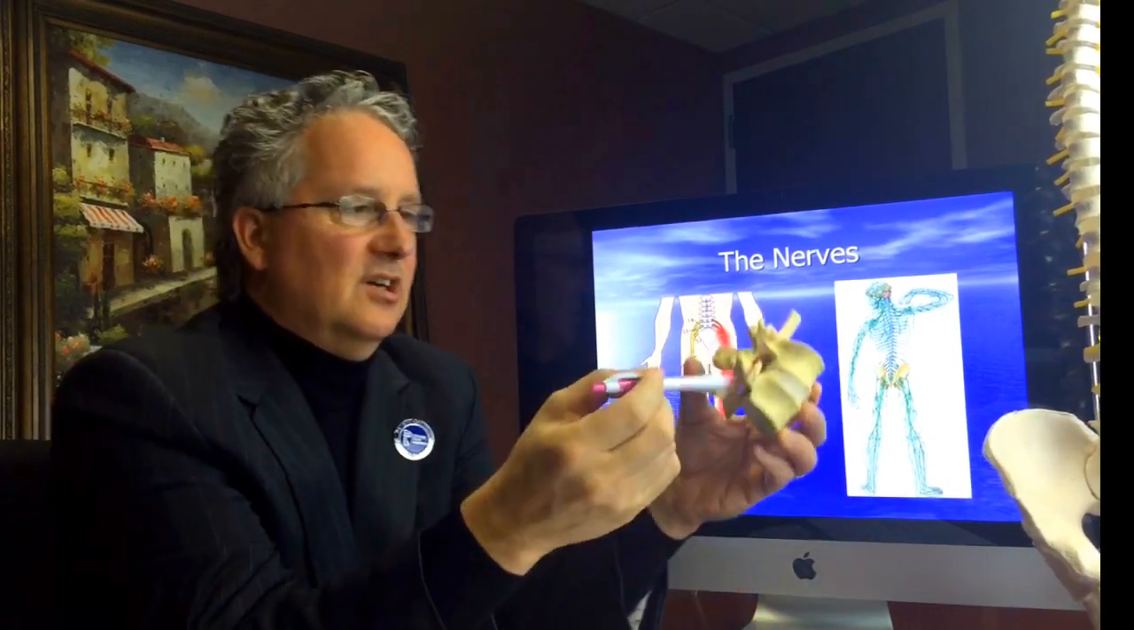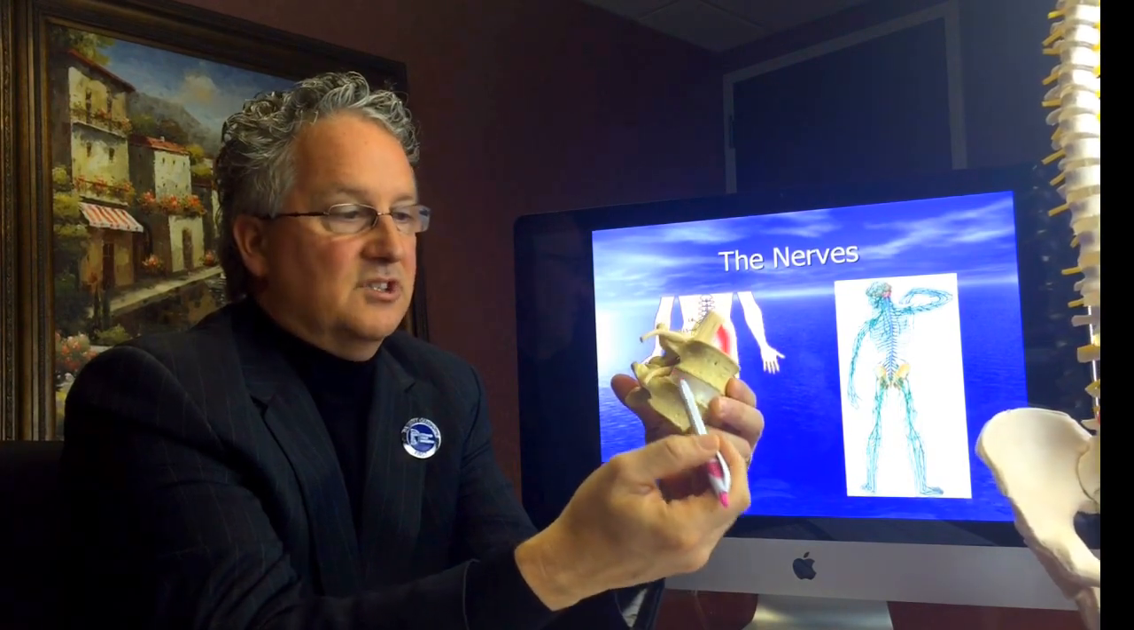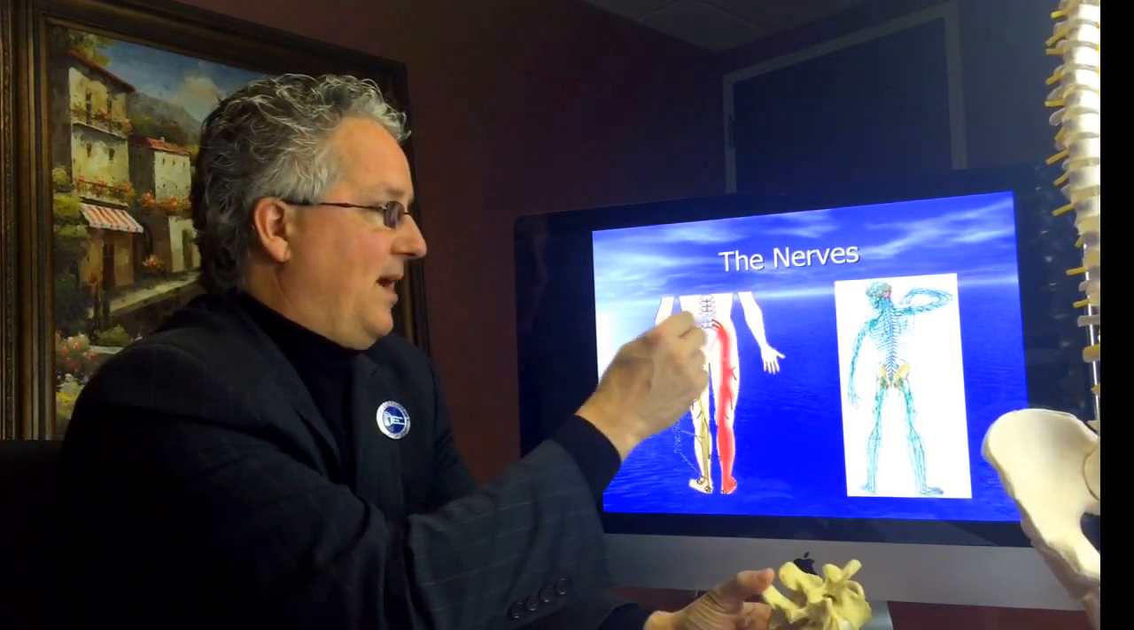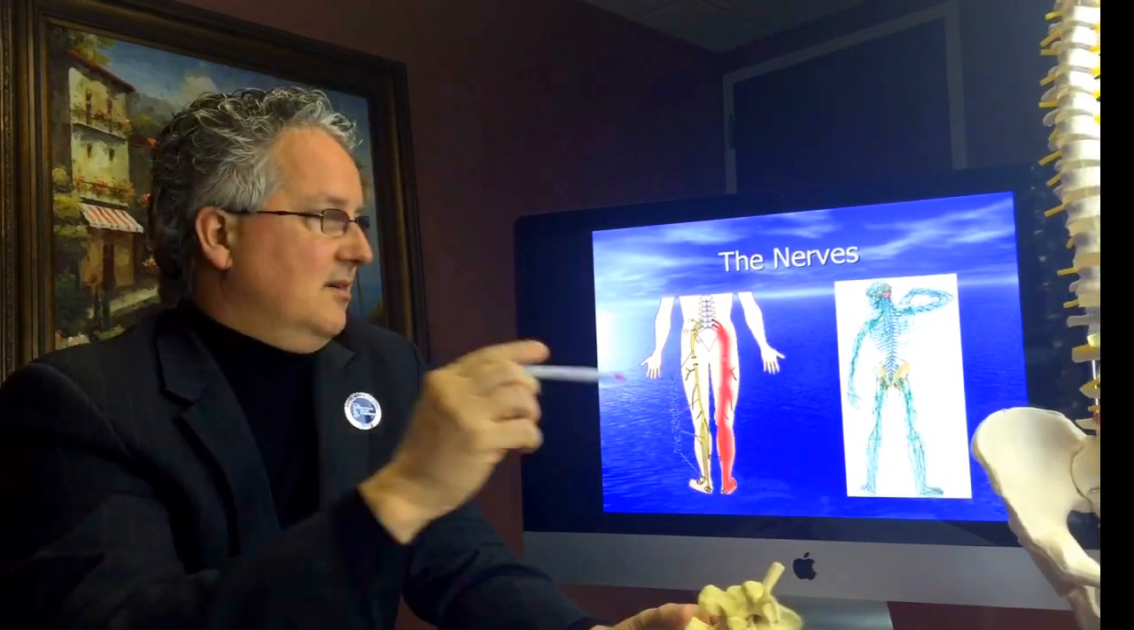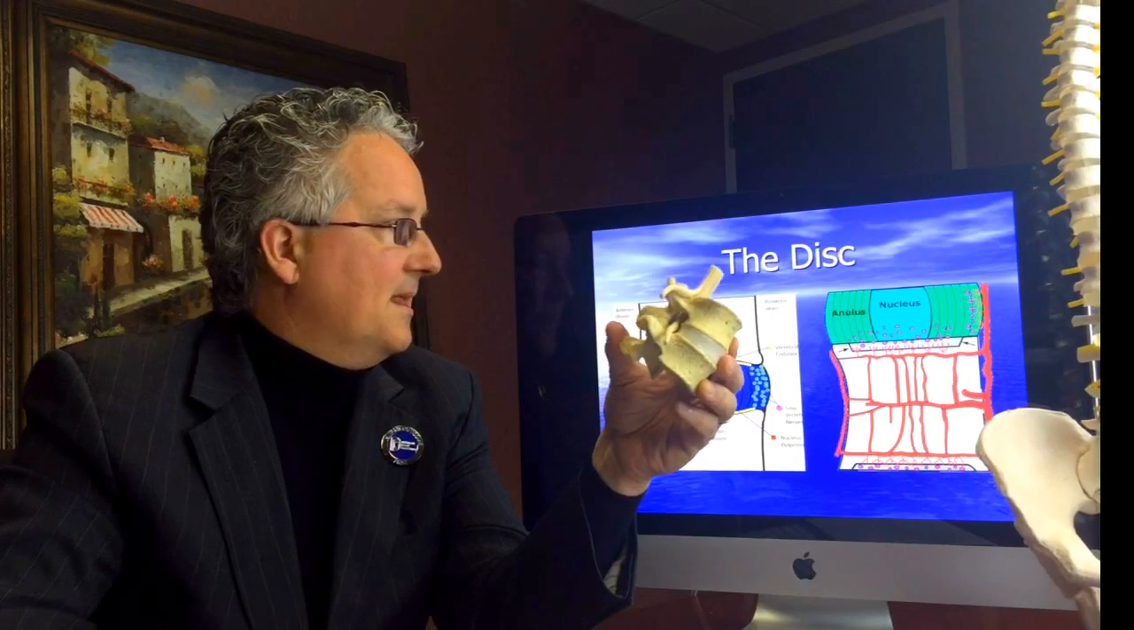So if you have a pinched nerve in this area right here as a result of a degenerated disc, which is one of the causes of sciatica, very often you'll get pain that goes down the leg. Not every time, but it's very common that you can have a degenerated disc and start to have pain that goes down the leg. So it's important to understand that.